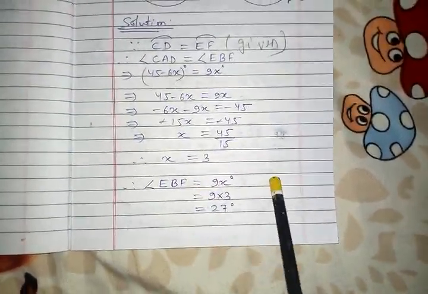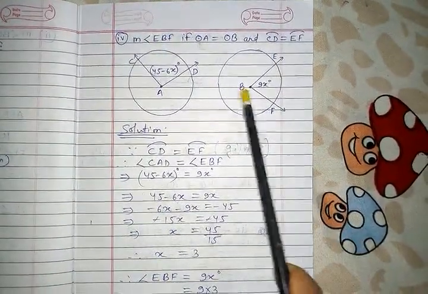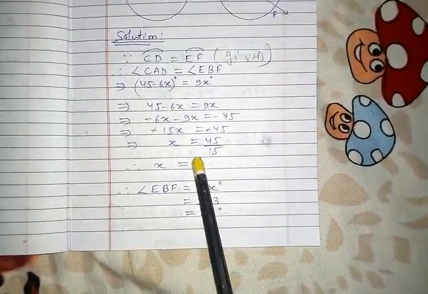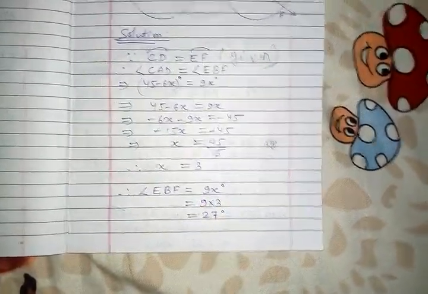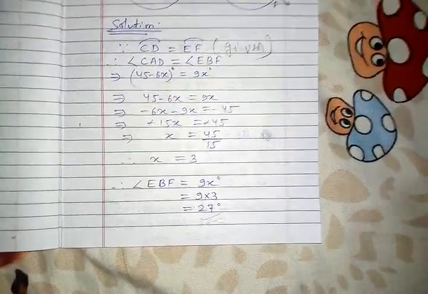After cancellation, 3. Now the question is to find angle EBF. Angle EBF equal to 9x, and x value is 3. 9 times 3 is 27 degree. This is our answer, children.